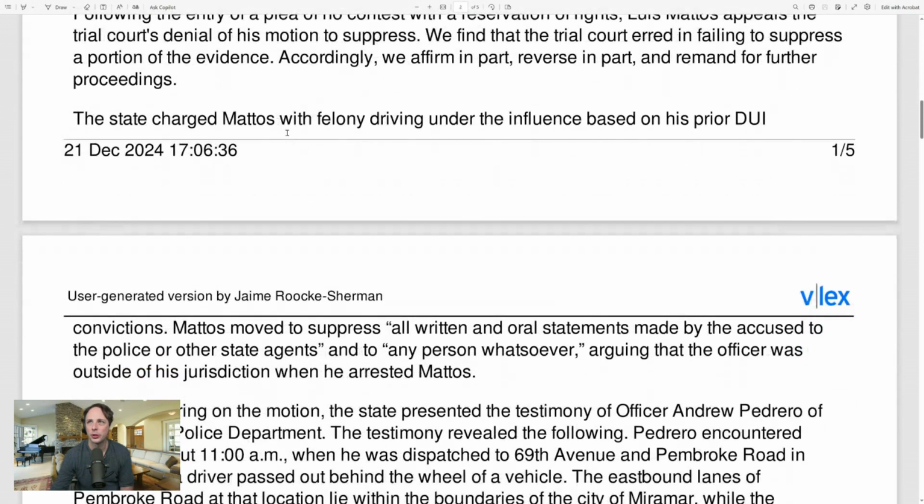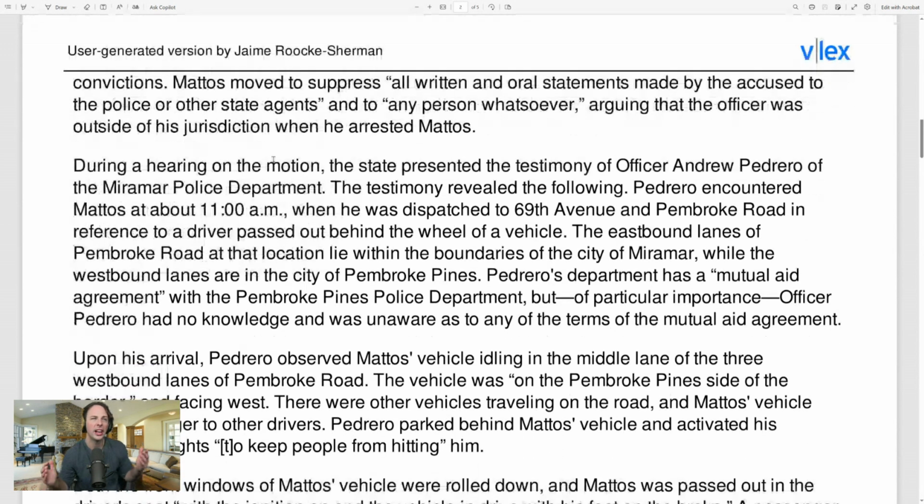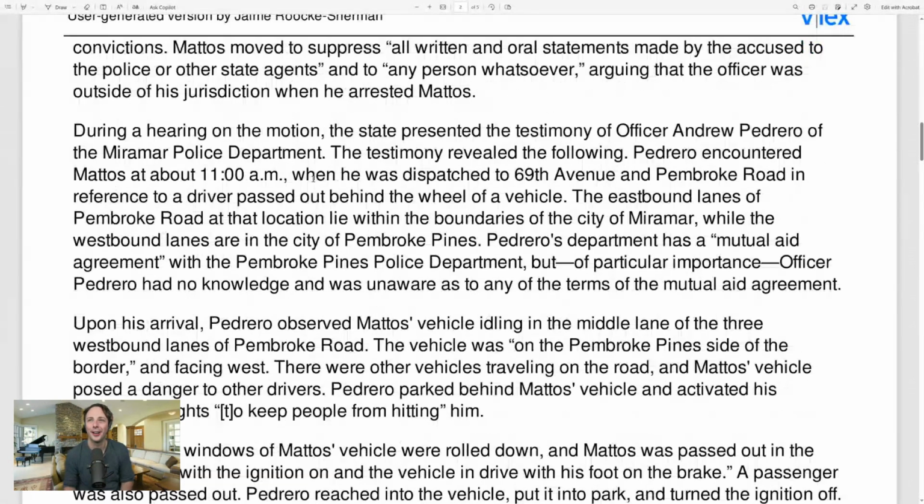The state charged Matos with felony driving under the influence based on his prior DUI convictions. Matos moved to suppress all written or oral statements made by the accused to the police or other state agents, arguing that the officer was outside his jurisdiction when he arrested Matos. So again, you can see here we're dealing with police officers, even though it's a citizen's arrest situation, because the police officer is acting outside their jurisdiction, and so they have to rely on the common law citizen's arrest in order to make their arrest valid. And that's why we get these interesting common law discussions, because of police trying to make arrests outside their jurisdiction.